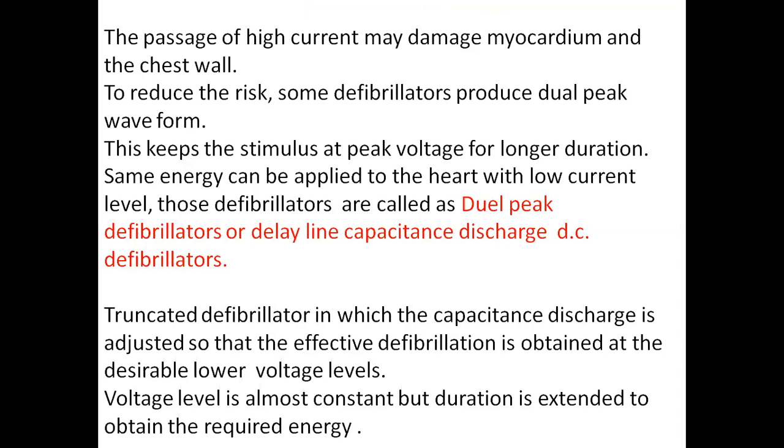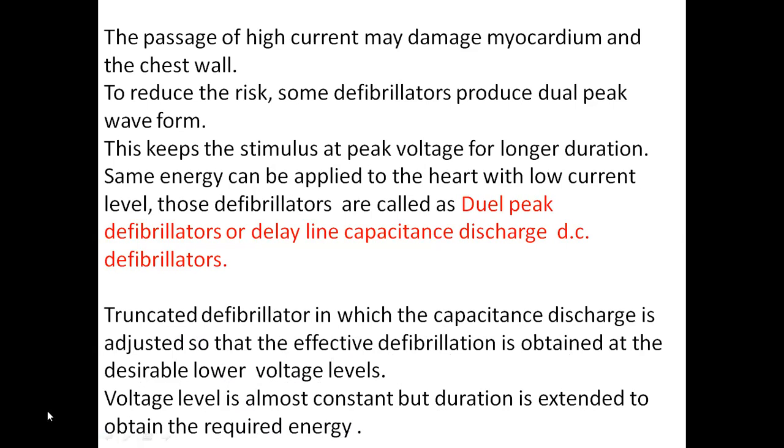Another type of defibrillator is called a truncated defibrillator, in which the capacitance discharge is adjusted so that effective defibrillation is obtained at the desirable lower voltage levels. In this case, we can adjust the applied voltage. The voltage level is almost constant, but the duration is extended to obtain the energy required.